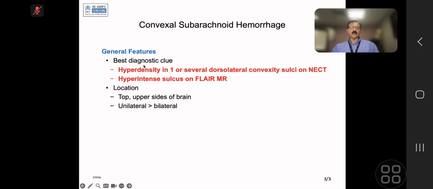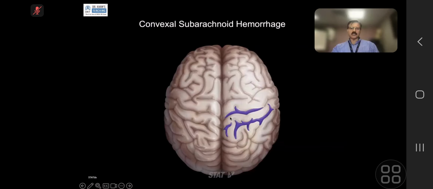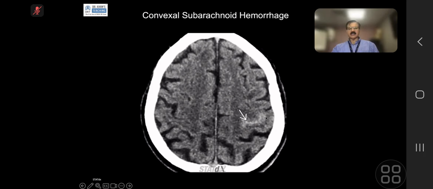Convexal, what is the diagnostic clue? Hyperdensity in one or more dorsolateral convexity sulci on non-enhanced CT and hyperintense sulci on FLAIR sequence. It can be, look at the topmost slide, unilateral, or it can be bilateral also. Look at this picture and just remember this picture, and then you will remember everything. This is from StatDX, and you can see where it is sitting. And this is an example from StatDX.